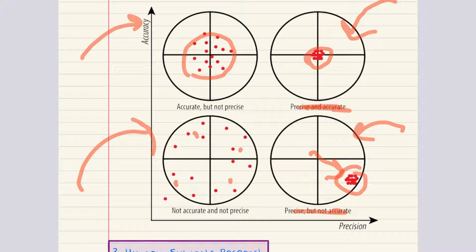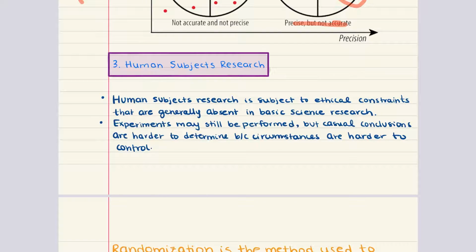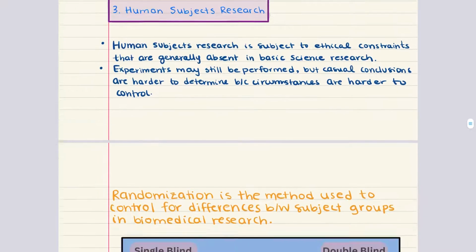And with that, we've completed the second objective, and now we can move to objective 3, where we're going to discuss human subjects research. This type of research presents unique challenges compared to basic science research. Because it involves real people, human subjects research has to account for ethical considerations and the complexity of human variability. Now, we're going to start by discussing the experimental approach, which is commonly used in biomedical research.